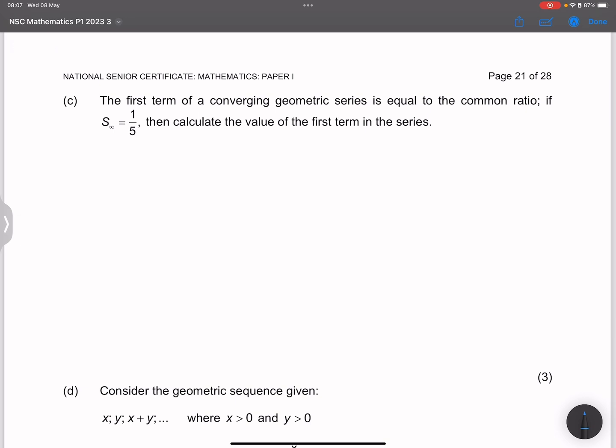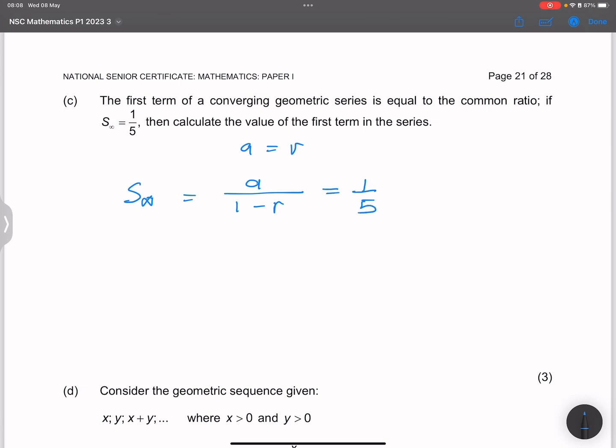They say the first term of a converging geometric series is equal to the common ratio. And they say if the sum to infinity is 1 over 5, calculate the value of the first term in the series. Now remember that a is equal to r in this case, so the sum to infinity would be equal to a over 1 minus r. But a and r are exactly the same, and this is equal to 1 over 5.